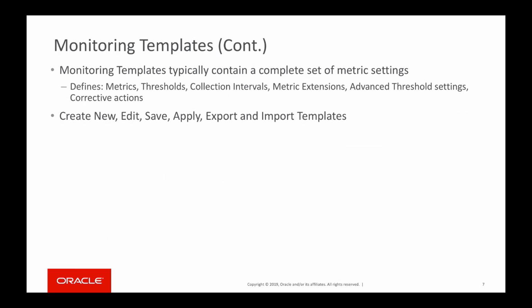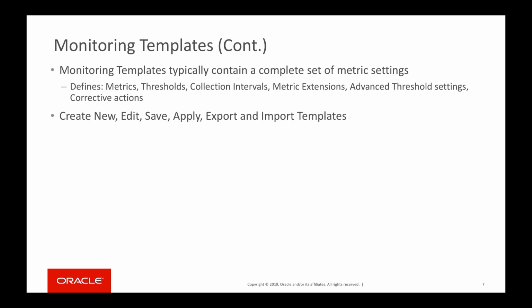So monitoring templates typically contain a complete set of metric settings, which includes metrics, threshold values, collection intervals, metric extensions, advanced threshold settings, and corrective actions. So essentially what this allows you to do is, once you go through the out-of-the-box metric settings and customize them, which is a one-time operation you have to perform for each target type, you can save the settings in a monitoring template so that you can copy the same settings to other targets you have in your environment.